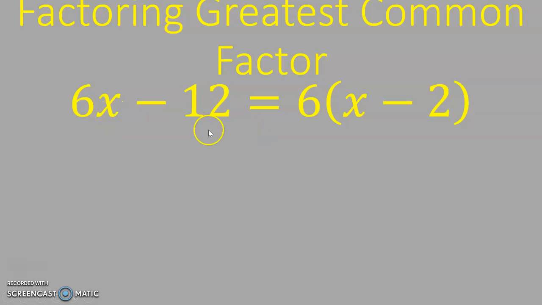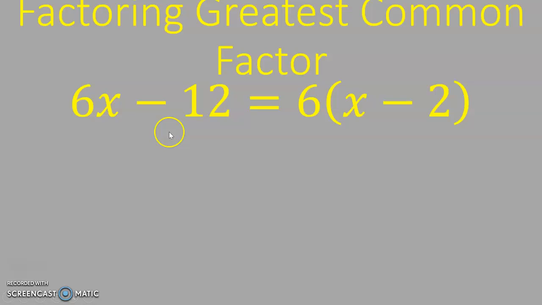If you know or sense that factoring may be used, but it's not a clear pattern, look for a common factor in all your terms. So here, 6x minus 12, clearly a 6 goes into both of those. So basically you undistribute. You take a 6 out, and 6x divided by 6 is x. Negative 12 divided by 6 is negative 2.